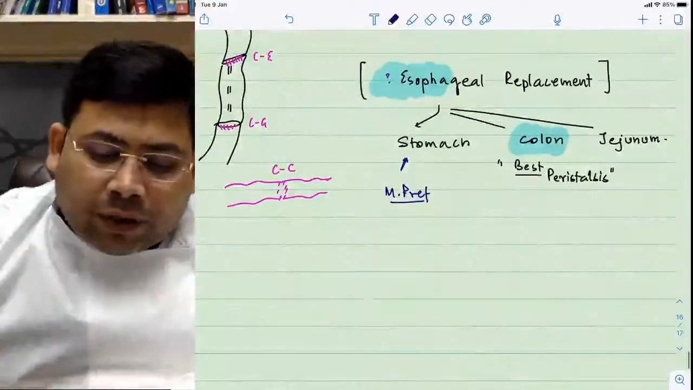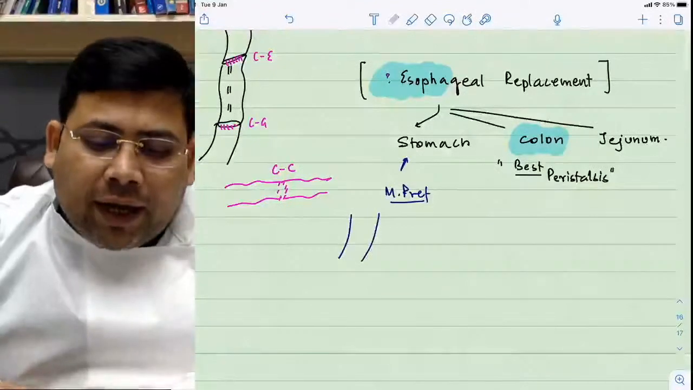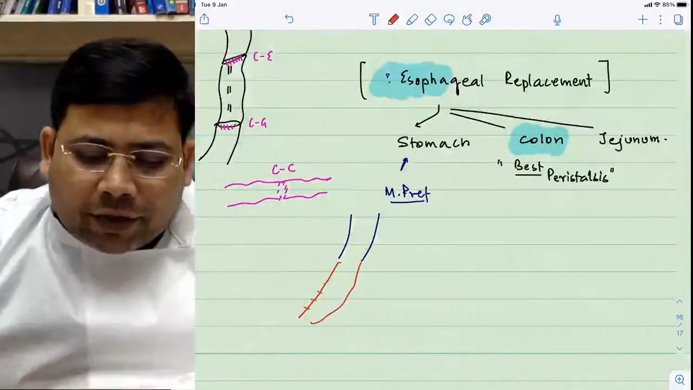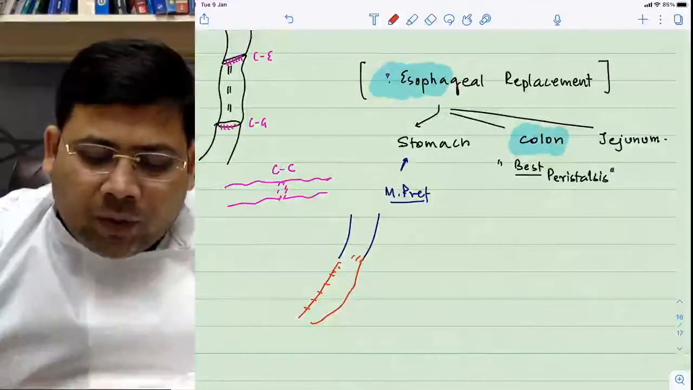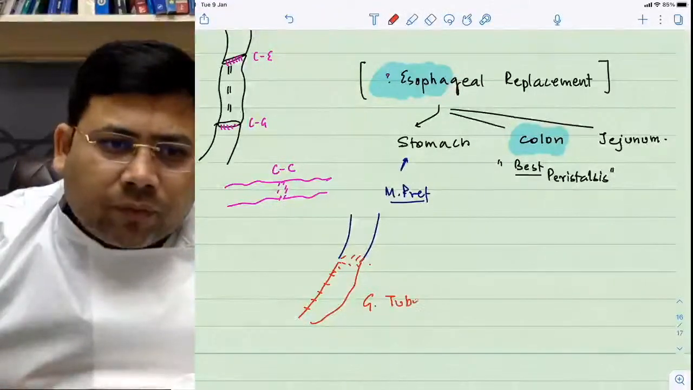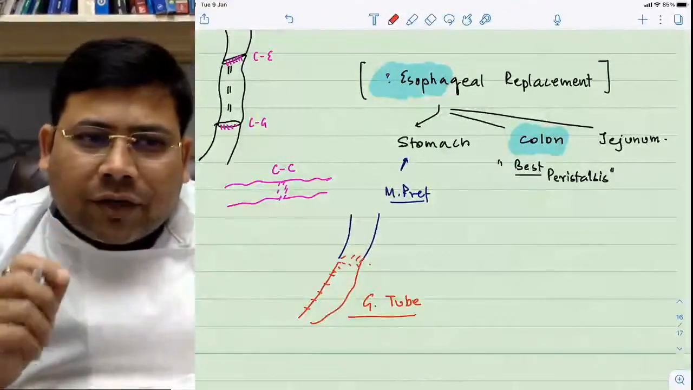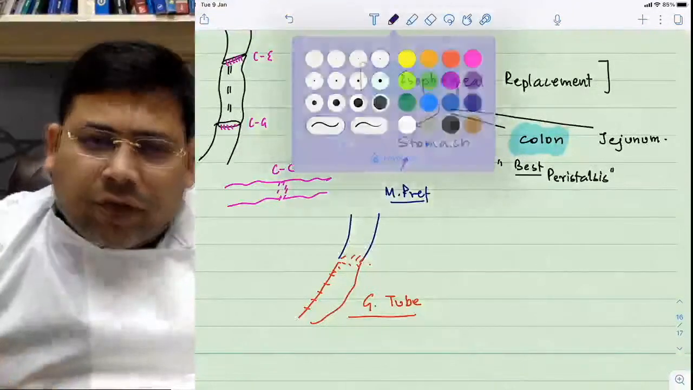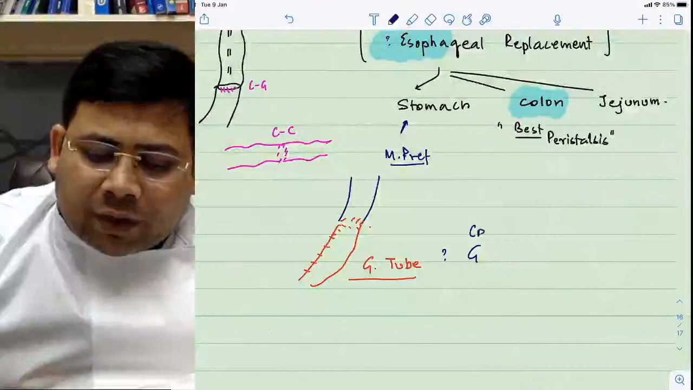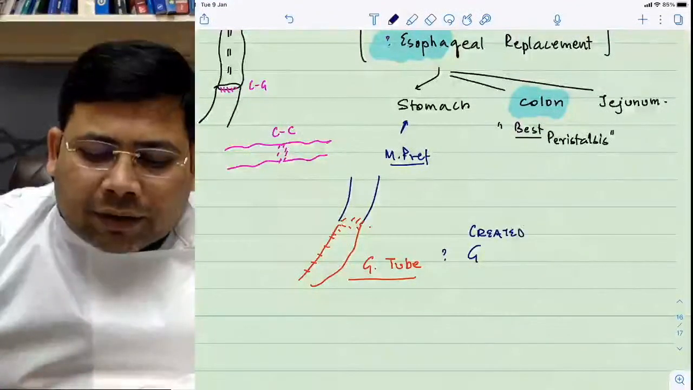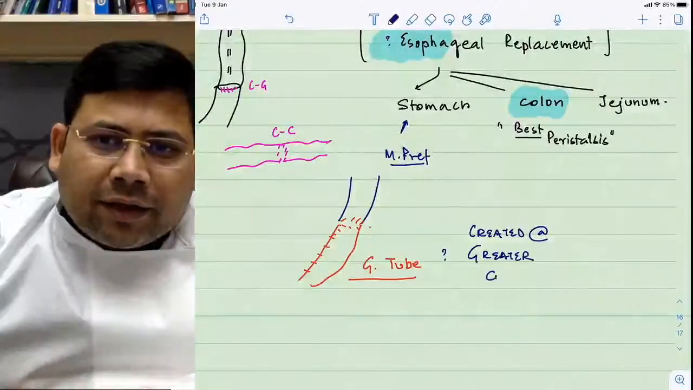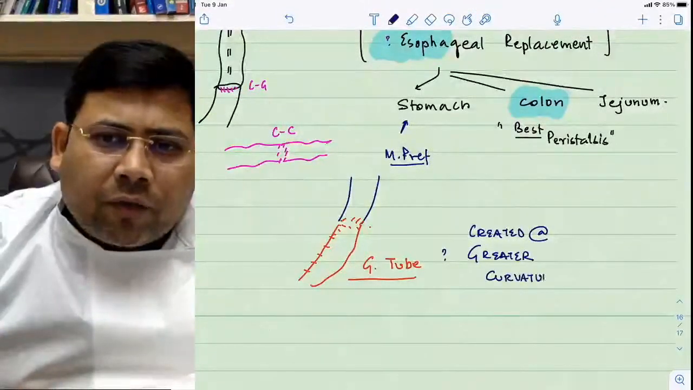Why? Because this is the esophagus, and if you want to get the stomach up, you just need to create a gastric tube, and only one anastomosis is required. So when we talk about the gastric tube, this is very important: how this gastric tube is created. Remember, this gastric tube is created along the greater curvature. This is very important.